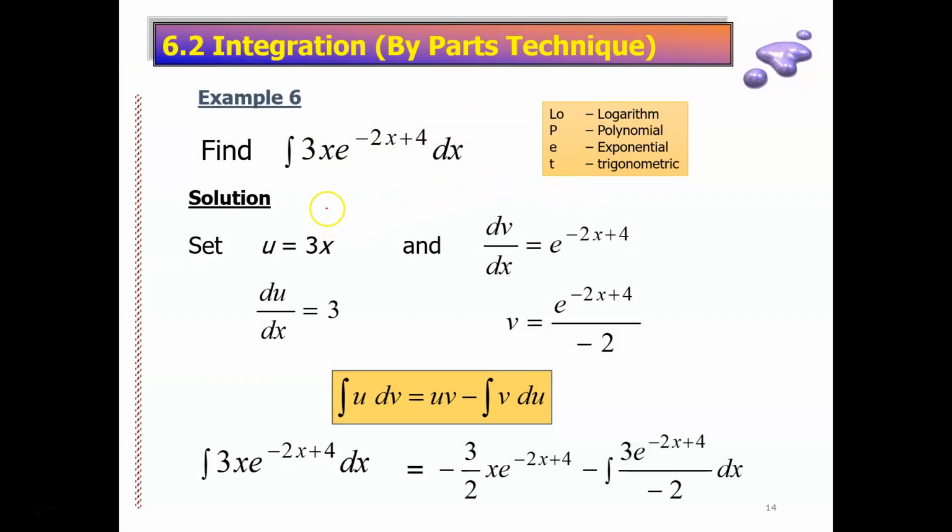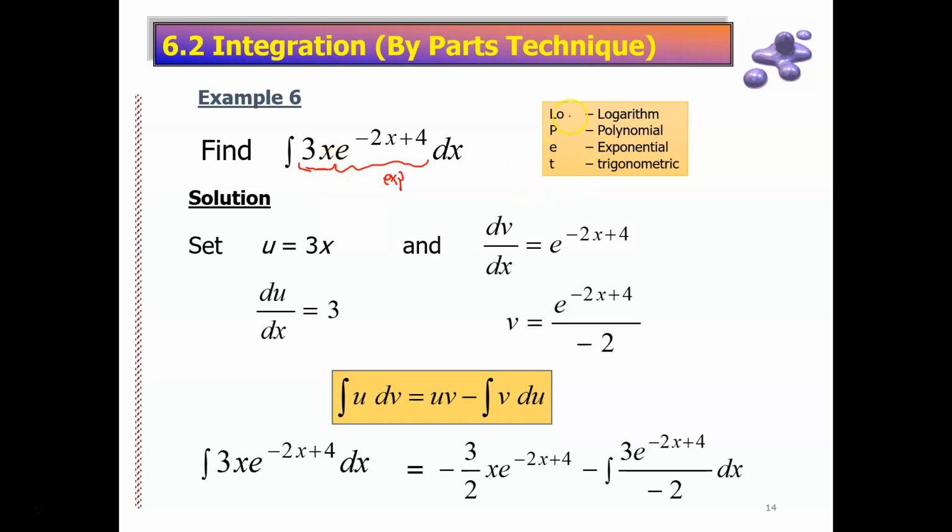Next example, we have: find the integration of 3x e to the power of negative 2x plus 4 dx. So now we refer back, we're going to choose u. You refer back to the LoPAT rules. 3x is polynomial. The exponent is exponential. This is exponential, this is polynomial. 3x is polynomial. So which one are you going to choose as u?